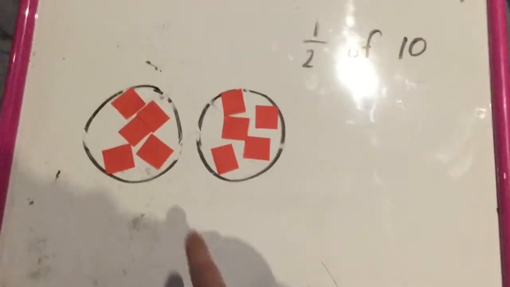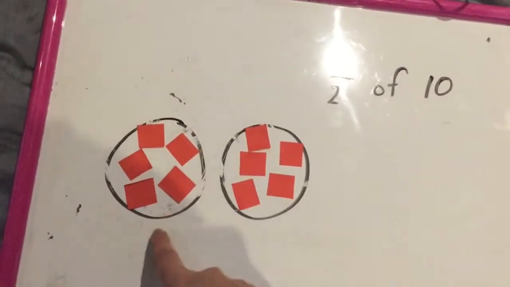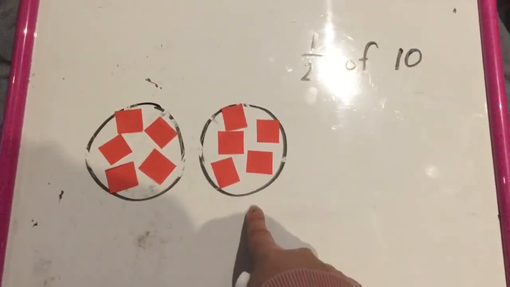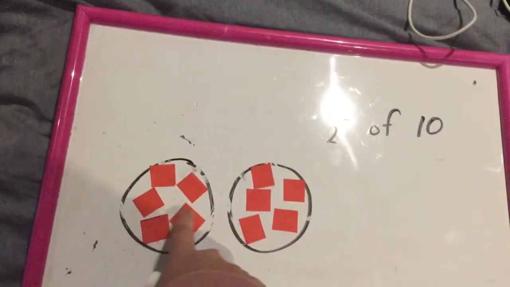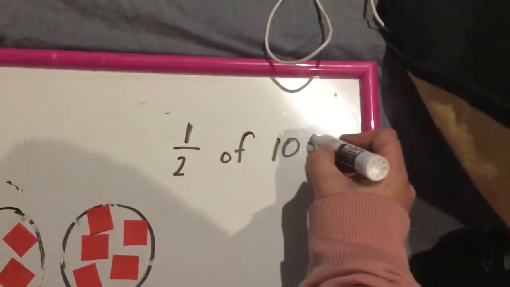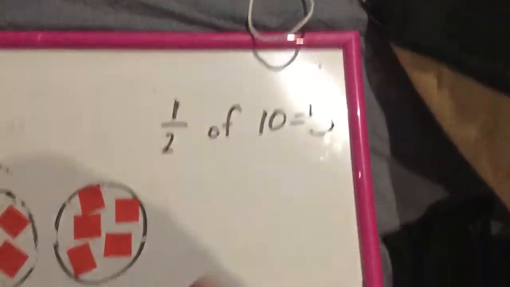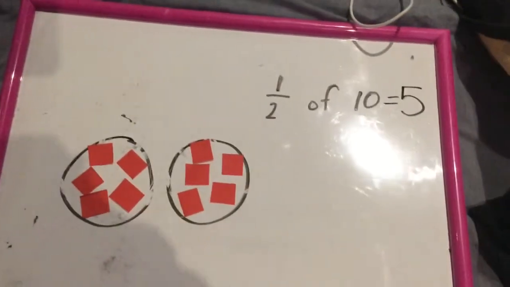Remember we talked earlier about every fraction had to be the same. So whatever's in this circle must be in this group as well. So how many is in one group? 1, 2, 3, 4, 5. So over here, half of 10 equals 5. So RD is going to get 5 and I am going to get 5.